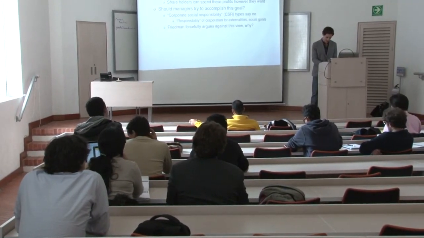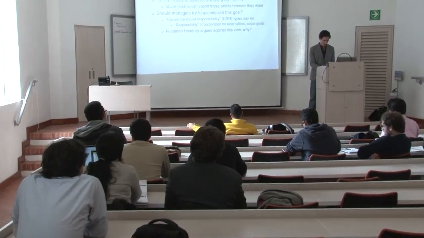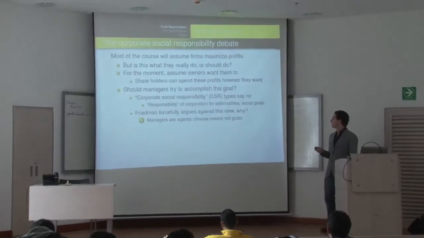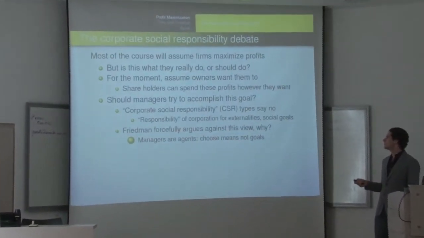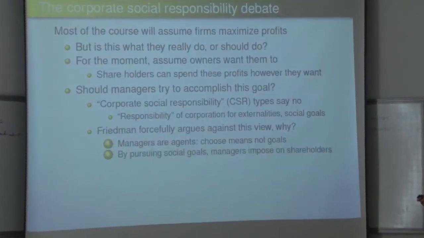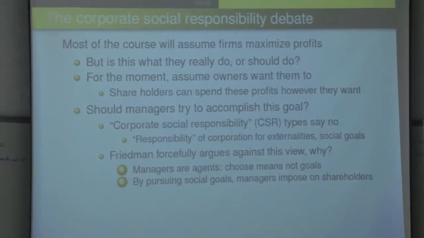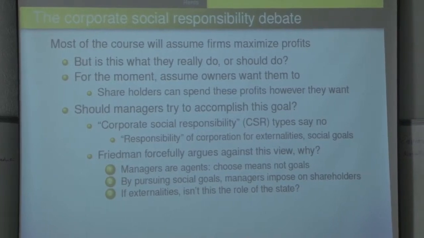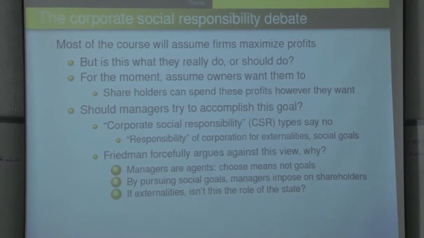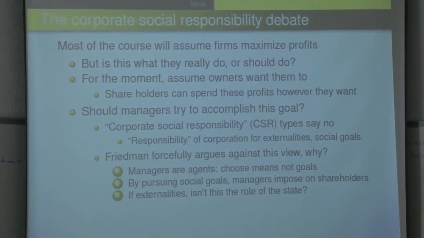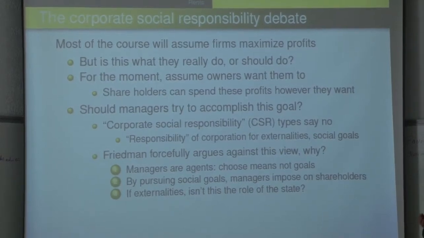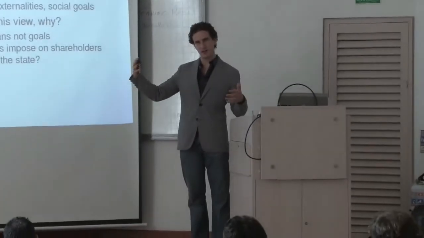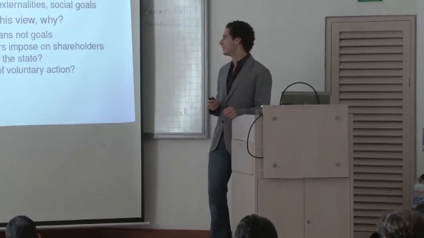Yeah, that's exactly right. So he argues that managers are agents. They choose the means to achieve profits rather than the goals that the corporation sets, and that by pursuing the goals, the managers are basically imposing costs on the shareholders. And if there are externalities that should be corrected, that should be done by the state. You can think of a manager really as being a machine. It's not the job of the machine to undo what the person who's in charge of the machine does.